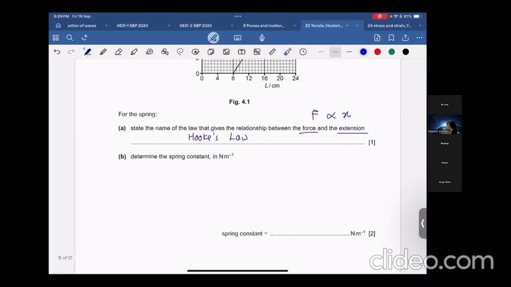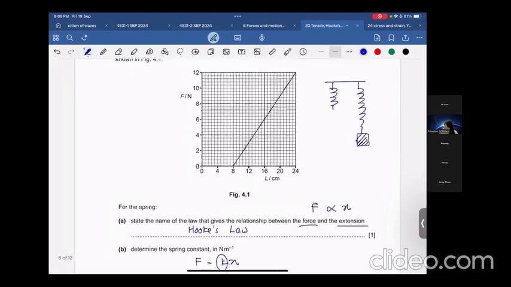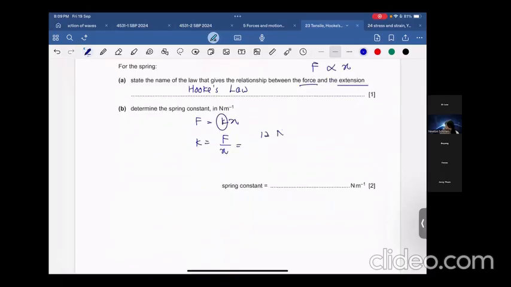We understand that force equals Kx, where K is the spring constant. I want to find this spring constant, so I can rearrange: K equals F over x. The force that we apply is from 0 to 12, so I can put here 12 Newton. Actually, because this question already wants the answer in Newton per meter, we have to convert to meter. If they didn't mention it, using Newton per mm is also no problem. But here, they want Newton per meter.